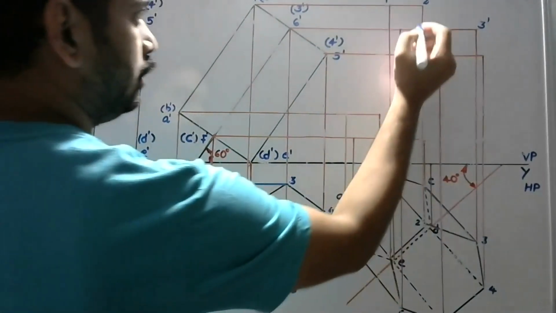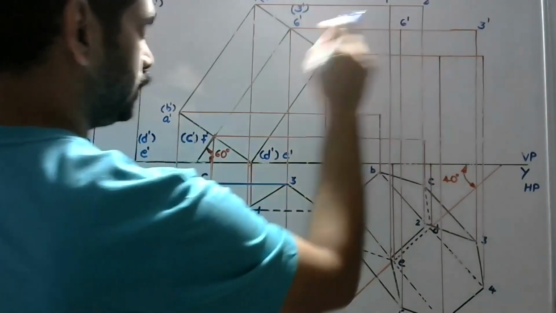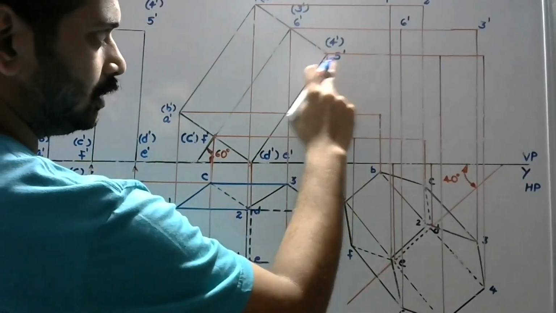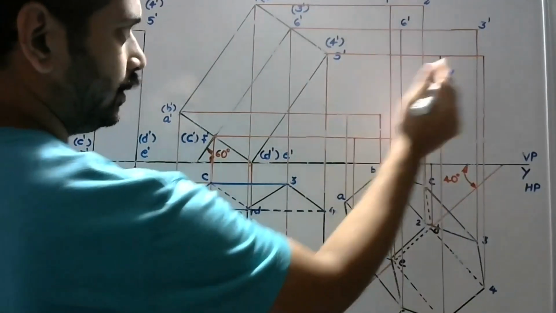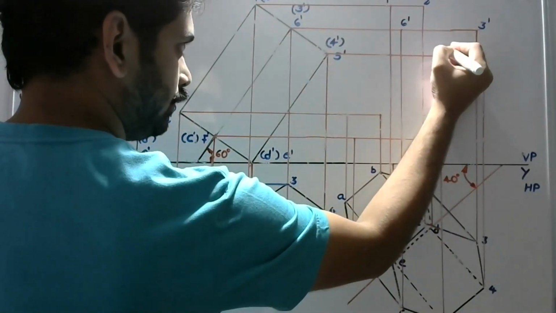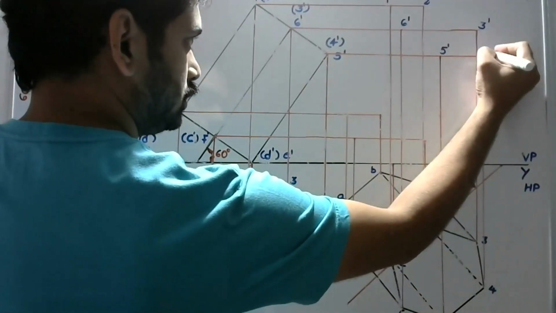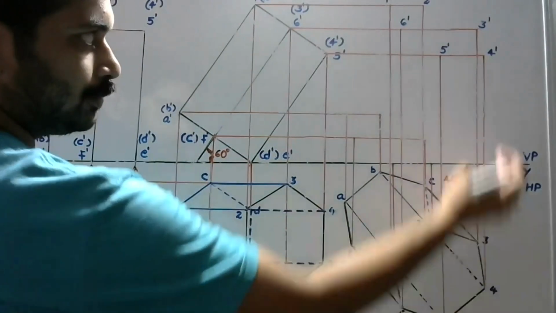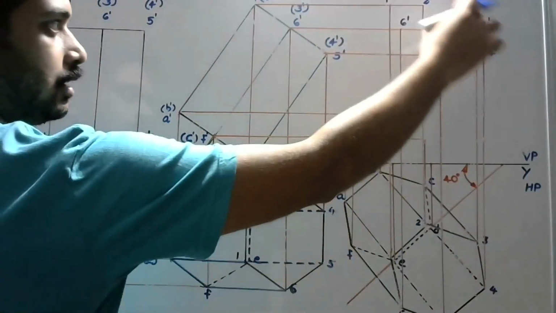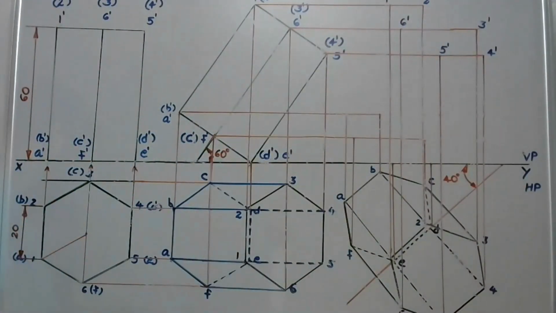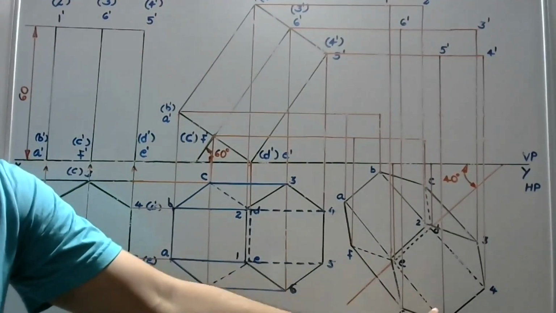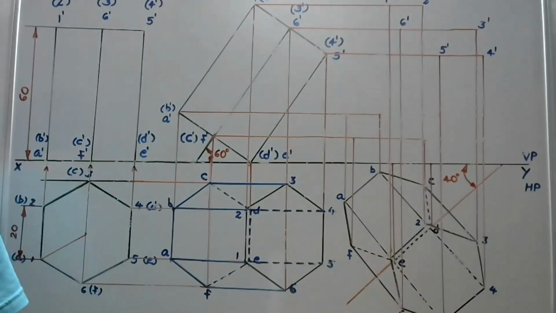6. This one is 6 dash. Meeting point of 6 dash and 6 will meet 6 dash. Next 5 dash. This point is 5 dash. This point is 4 dash. 4 dash is projected right. 4 is projected up. So we got the complete top hexagonal face. Let's join that completely because it is completely visible in the front view direction.